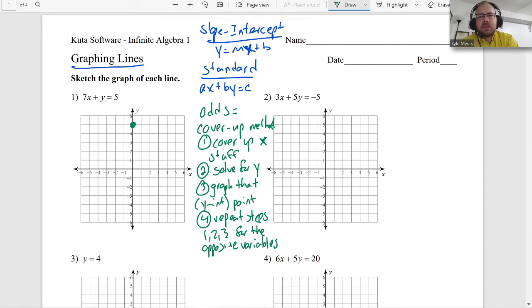Let's do the opposite. So the opposite of step 1, cover up x stuff, would be to cover up the y stuff. Step 2, solve for x, right? So divide by 7. This is why I don't like this one as much, because 5/7, where's that?